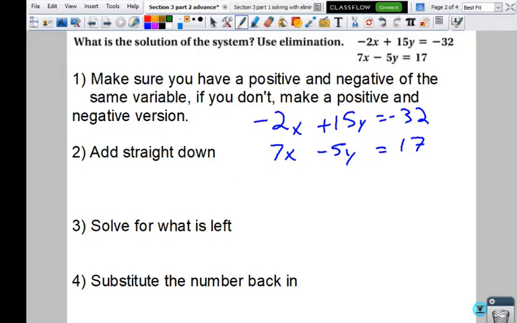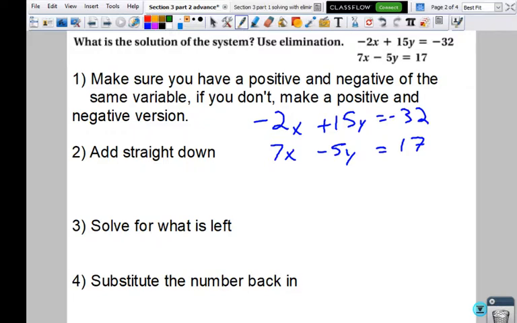So yesterday when we did elimination and on Monday, we needed a positive and negative of the same variable, right? On this problem, which I just rewrote bigger down here, we don't have that. I have a negative 2x and a 7x. I got a positive and a negative, but they're not the same number. I have a 15y and a negative 5y, positive and negative, but not the same number, right?